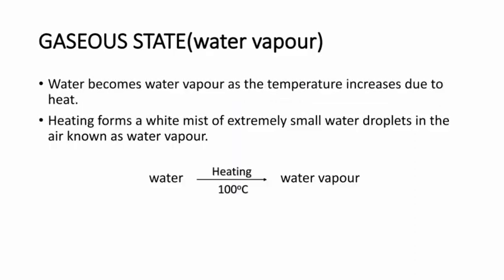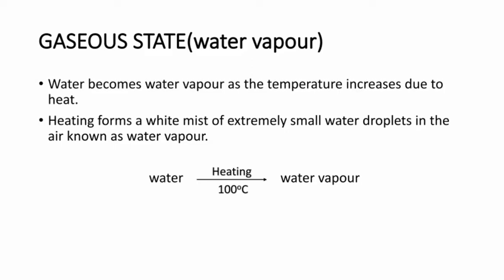Okay, the next topic is gaseous state, water vapor. Water becomes water vapor as the temperature increases due to heat. So when you heat the water to 100 degrees Celsius, it changes into water vapor. Heating forms a white mist of extremely small water droplets in the air, known as water vapor.